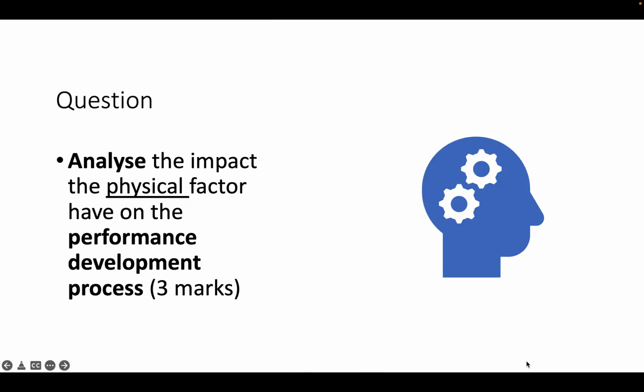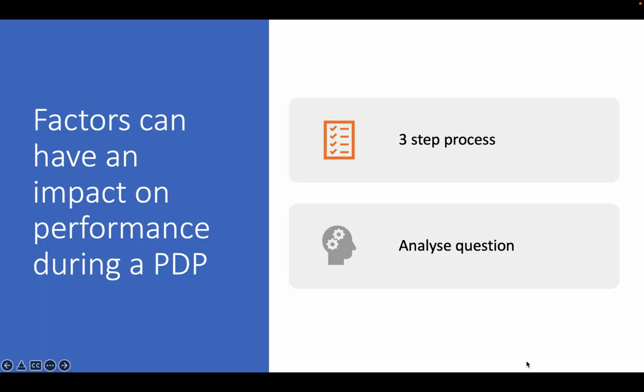Here's what an example question may look like. Now, to answer this question, you're going to have to use the three-step process because it's an analyse question. We're going to try and break it down into a specific example from a training session. We're then going to give the impact that this has upon you, and then what does it lead to in terms of trying to improve performance.